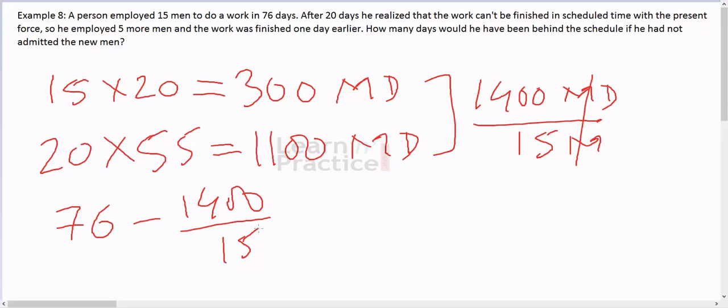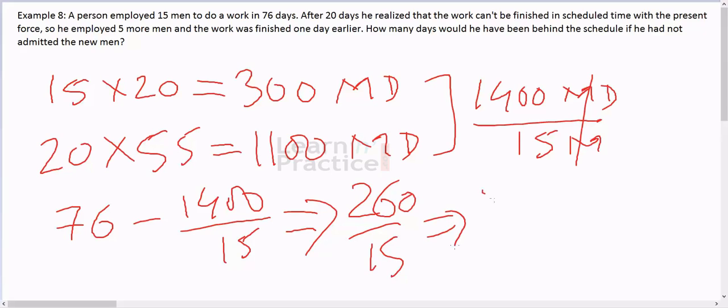If we solve this, we will get 260 by 15, or this will give us 52 by 3 days. So this is our answer.